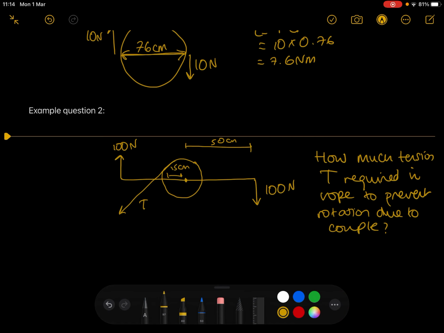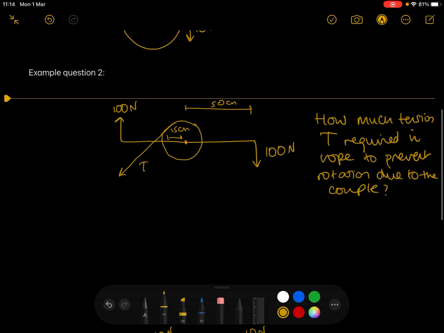Then I've done a slightly more complicated question. So here you've got a bar which is attached to a disc. Now the bar has got a couple acting on it of 100 Newton forces and it will rotate as a result, but you might not want it to rotate. And so the disc is there and a rope attached to prevent that rotation. So the question says, how much tension T is required in the rope to prevent rotation due to the couple?